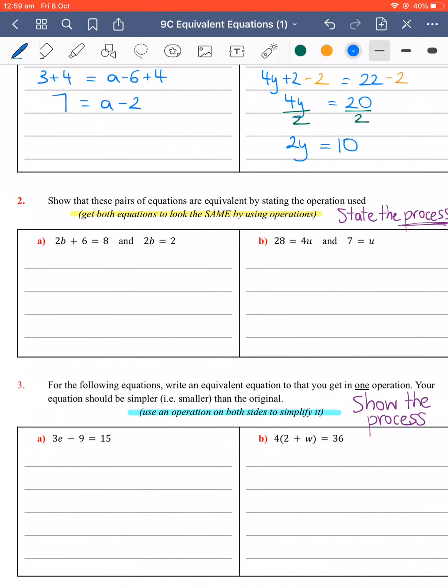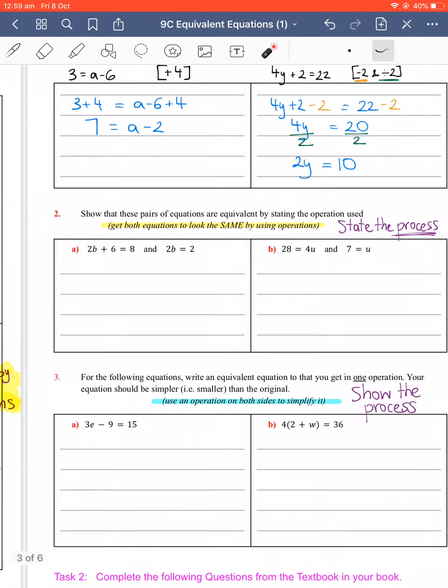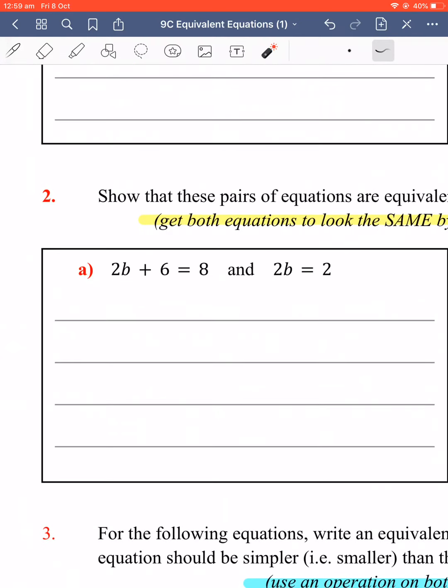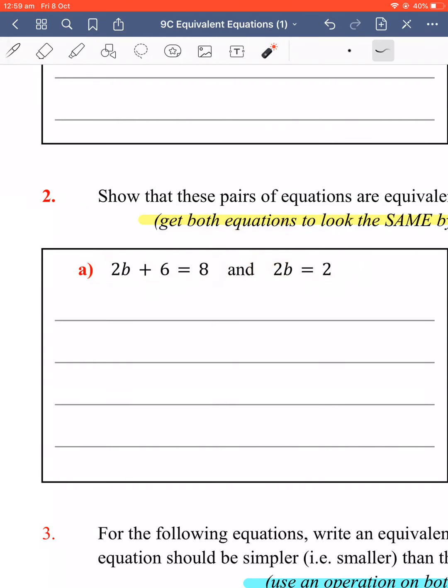Next one, show that these pairs of equations are equivalent, so they're the same, by stating the operation used. So basically we want both of the equations to look the same by using a particular operation, and I need you to tell me what process you've used. So figure out what the process is and then state what the process is to answer the question. So we essentially want this one to look like this one. So we want to have our statement here to look like our statement here.